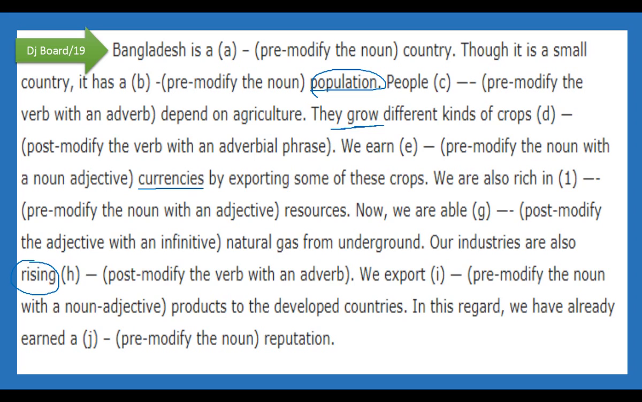If you use another type of noun, then the answer will not be correct, because the passage and context support that garment products are exported to the developed countries. In this regard, we have already earned a dash reputation. We have already earned a dash. You pre-modify the noun. Good reputation.